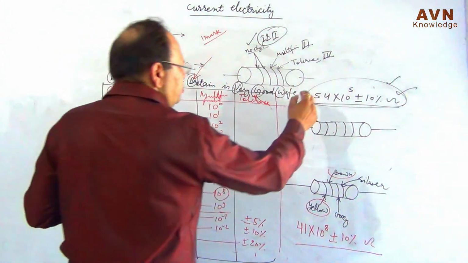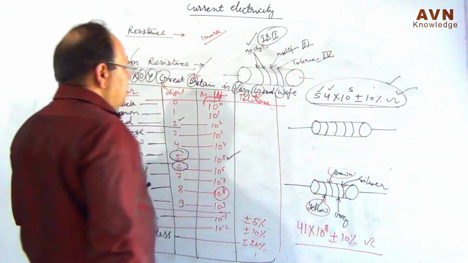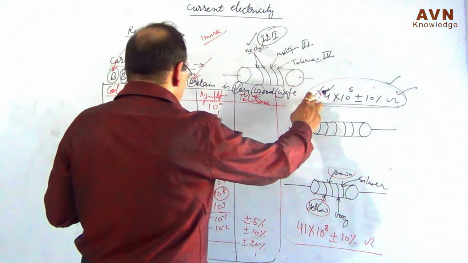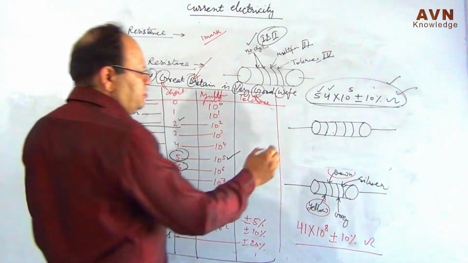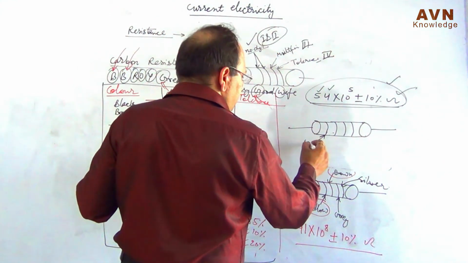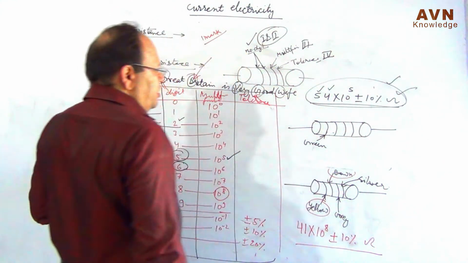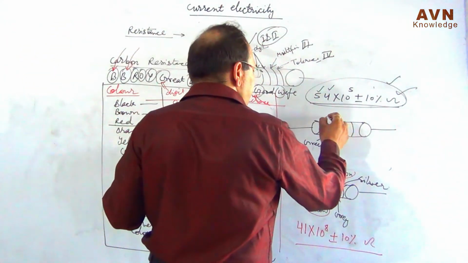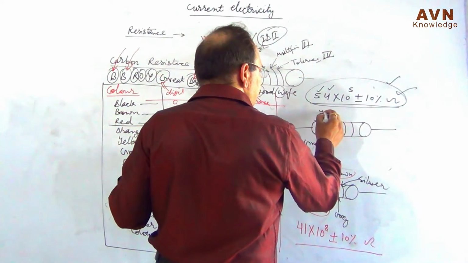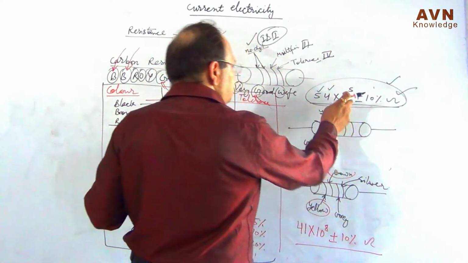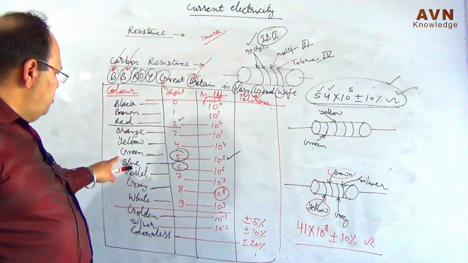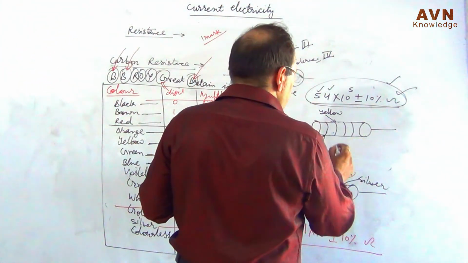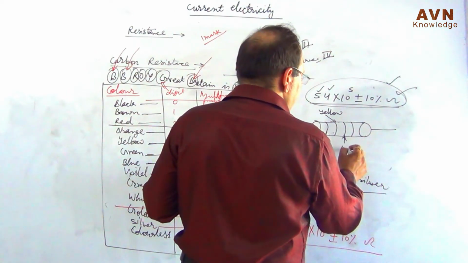The first two digits show the digit number of the color. So the first digit is 5. What will be the color? 5 is green, so the first will be green. What is the second? The second is 4. 4 is yellow, so the second will be yellow. And what is the third? 10 raised to the power 5. That is green, so this will also be green.